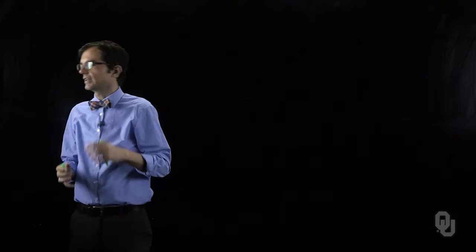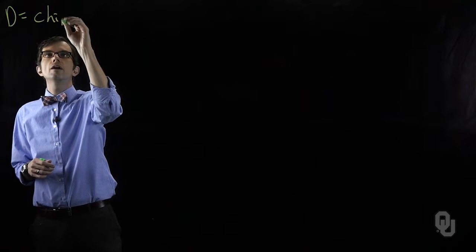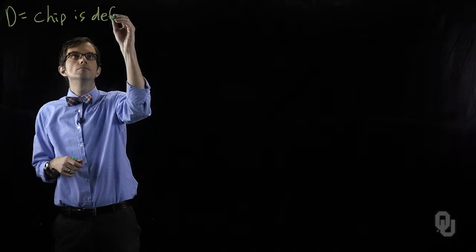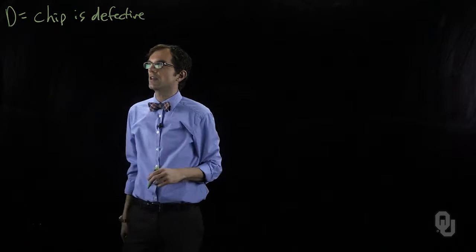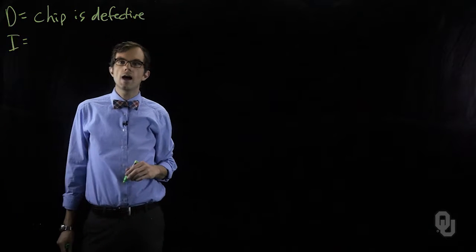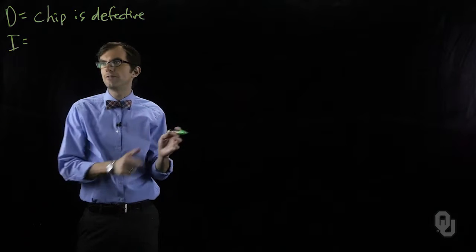So let's name some events here. And I promise there's a probability in there somewhere, but we're going to have to work with it to get it out. The first event we should define is event D, and that is the event that a particular chip is defective. We know what that probability is. We'll get to that in a second. Let's define another event, event I, and event I is that the inspector said the chip was defective.